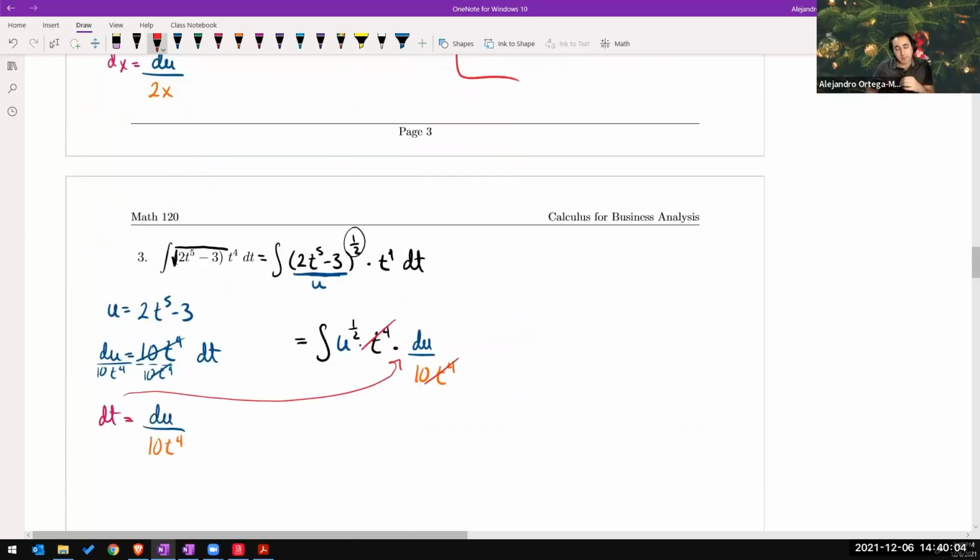Is that a problem? Not really, because ultimately, remember that if you're dividing by 10, that's a constant, and that's the same thing as multiplying by 1 over 10. So we can simply rewrite this integral as 1 over 10. Okay, that takes care of the constant, times the integral of u to the 1/2 du.